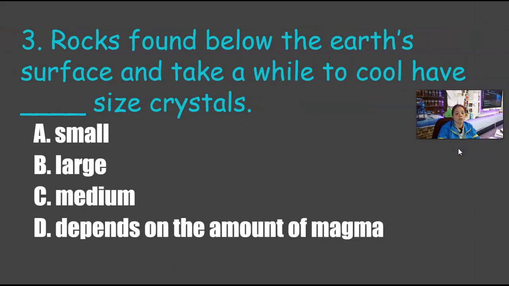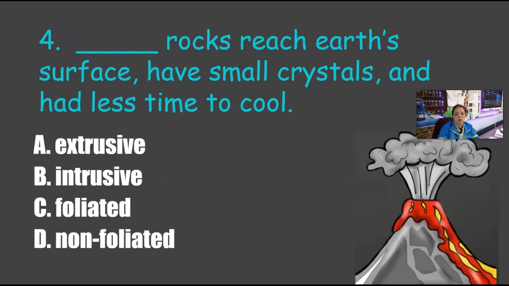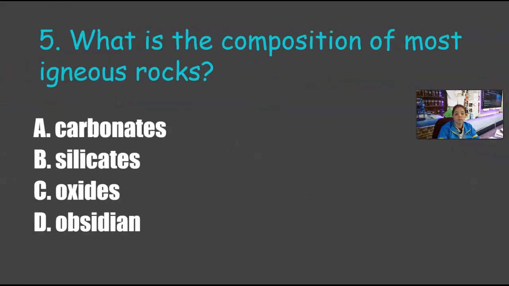Number 3, rocks found below Earth's surface and take a while to cool have blank crystal sizes. Small, large, medium, or it depends on the amount of magma. Number 4, blank rocks reach Earth's surface, have small crystals, and had less time to cool. Is it extrusive, intrusive, foliated, non-foliated? My hint is, if we didn't talk about it in class, it's probably not the answer. Number 5, what is the composition of most igneous rocks? Is it carbonates, silicates, oxides, or obsidian?